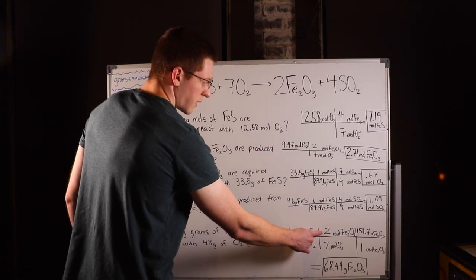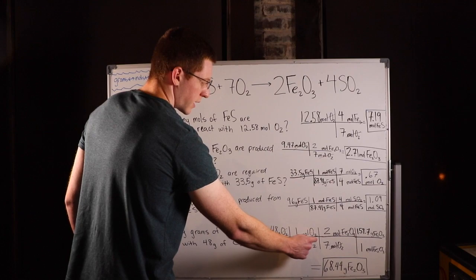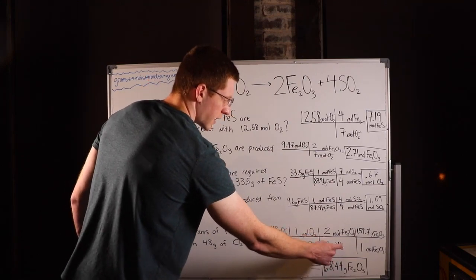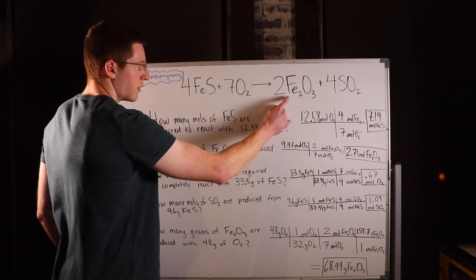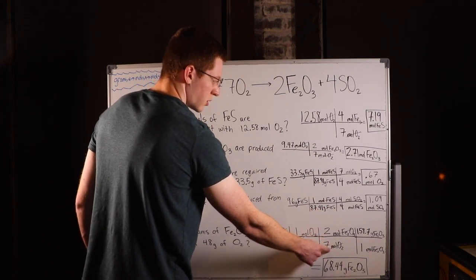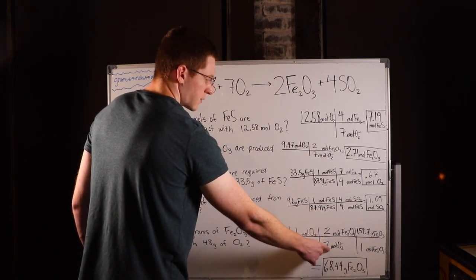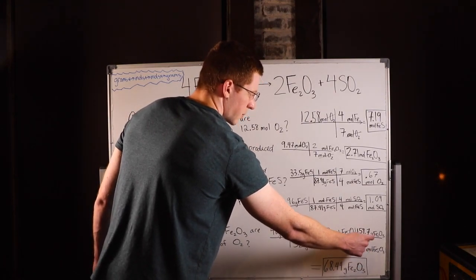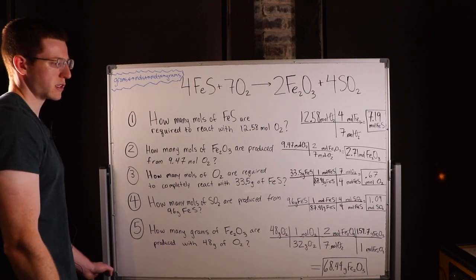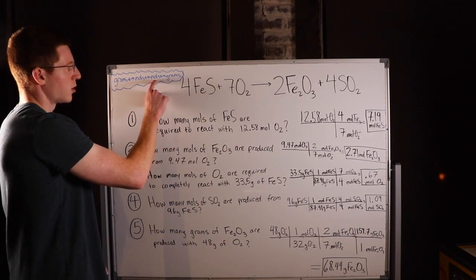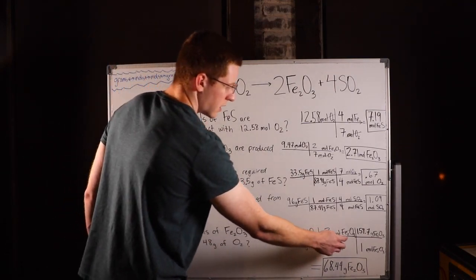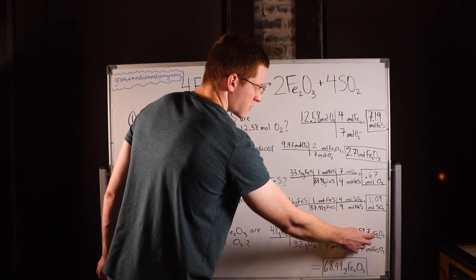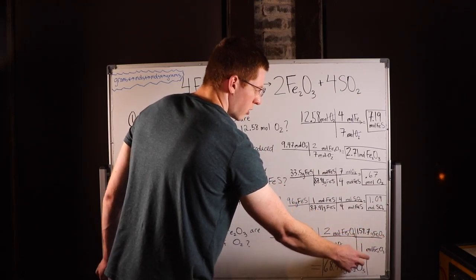Then we'll go to moles of Fe2O3. So we have to cancel out moles of O2 down here, and we know that for every 2 moles of Fe2O3, there are 7 moles of O2. And then we have to cancel out this moles of Fe2O3 down here, and we'll finally end up with grams of Fe2O3. So this is converting from this final moles to grams. So we'll get 159.7 grams of Fe2O3 per 1 mole of Fe2O3.